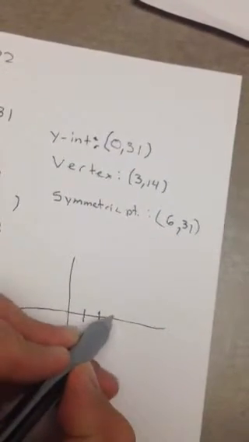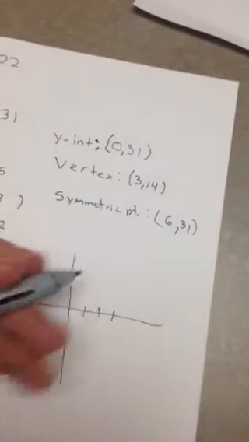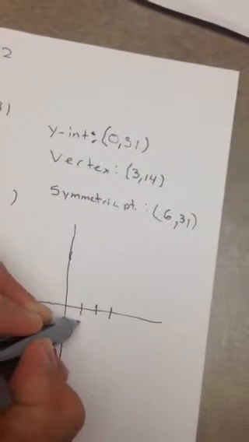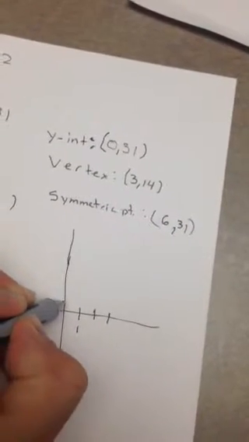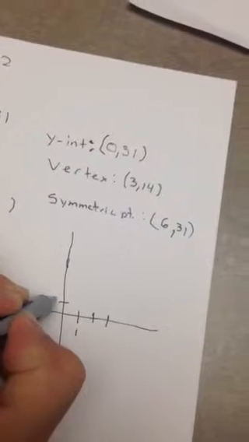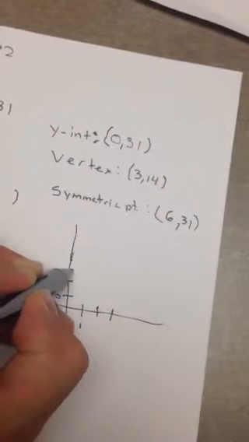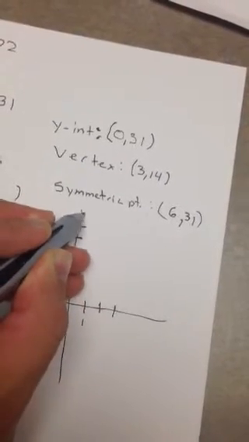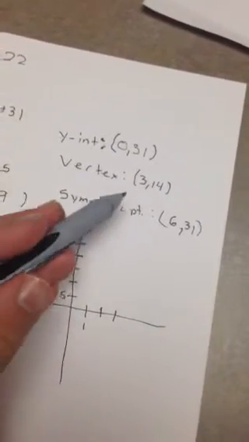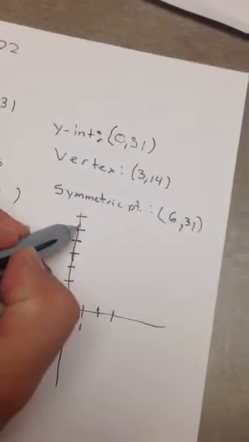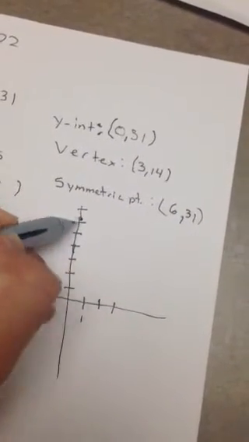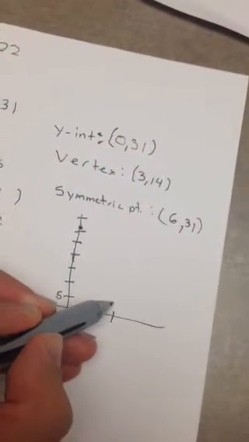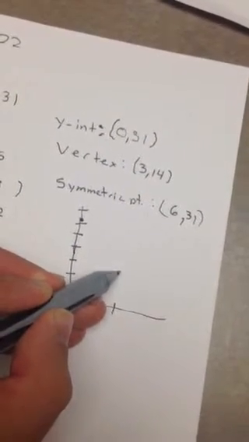1, 2, 3. Obviously I'm going to have to make my y scale much larger than just 1. I'm going to make it up by 5s: 5, 10, 15, 20, 25, 30, 35. So 0, 31 is right here. We have the vertex at 3, negative 14. This is 5, 10, 15, a little less is 14.